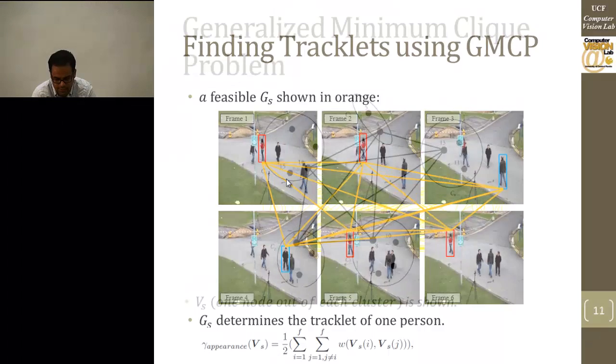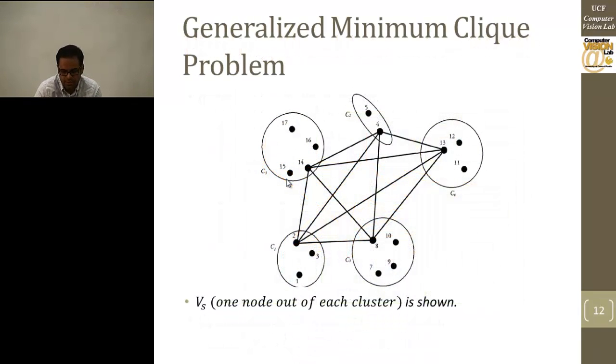So how do we find this subgraph in a way that it forms a tracklet of one person? We use the generalized minimum clique problem. What GMCP does is we have a graph with a certain number of nodes, and they are grouped into disjoint clusters. GMCP picks one node from each cluster, as you can see here, in a way that the cost of the complete graph they form is minimized. The cost of the complete graph is defined as the summation of all edges included in that subgraph.